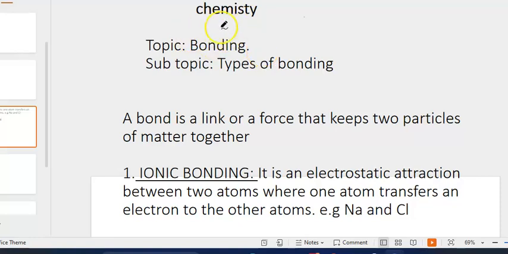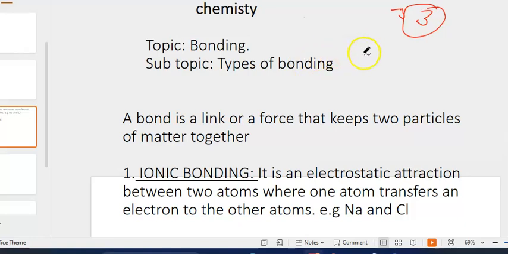Okay, so today in chemistry, we are going to look at the topic called bonding. And under bonding, we basically look at the types of bonding. There are three types of bonding that we consider. When we talk about a bond, we are simply talking about a link or a force that keeps two particles of matter together. It is a force that holds atoms together in a compound.